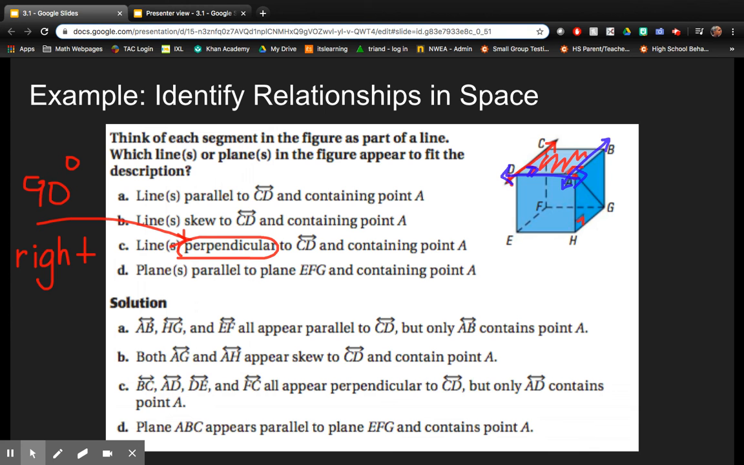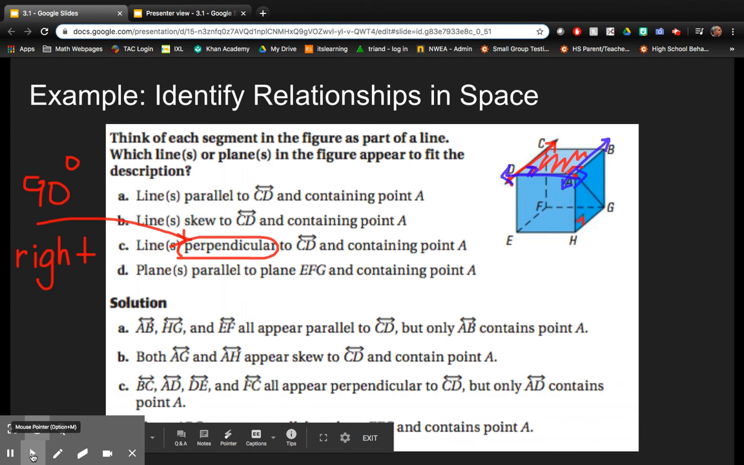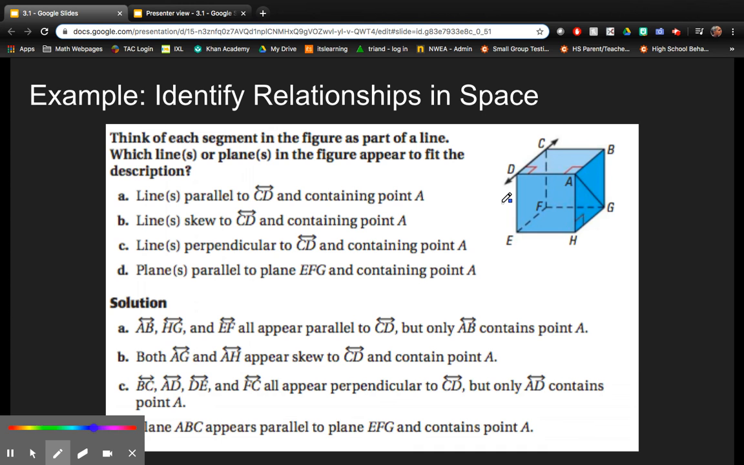Planes parallel to EFG and containing A. So we want to be parallel to EFG. EFG would be the bottom of this box. Parallel to the bottom of this box would only be the top of this box. Every other plane is going to intersect it somewhere. And it does indeed include the point A.